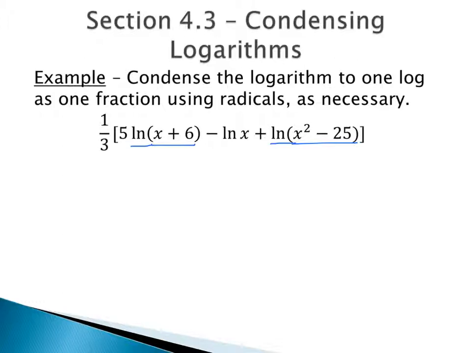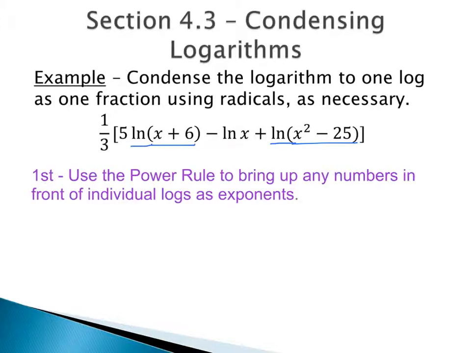So here, sort of working backwards from what we did with expanding our logarithms, we first want to use the power rule to bring up any numbers that are in front of individual logs. Okay, so if I look at my first log again, I have 5 natural log of x plus 6. That 5 I'm going to want to bring up as an exponent. So this 1/3 is going to stay. My bracket's going to stay, but the 5 is going to come up so that we have the natural log of x plus 6 raised to the 5th power.